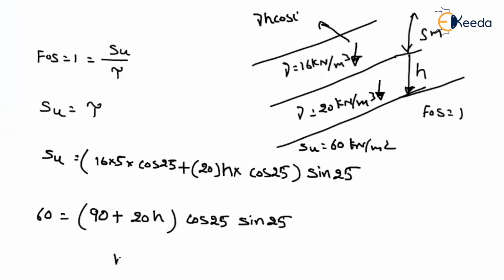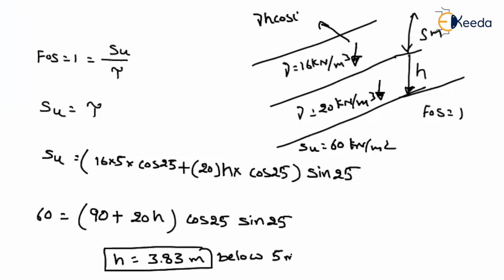So from this you are getting the h value. Solve this and tell me how much you are getting for h. If you solve this, you are getting h value around 3.83 meters. This h is measured from below 5 meter from the ground surface.